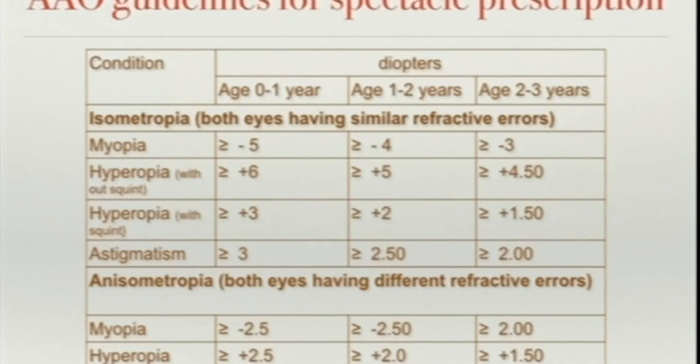So this is just a rough guideline for spectacle prescription in children. And so you can see that at 0 to 1 years, only if the myopia is very high, around minus 5, hyperopia more than 6, with squint plus 3, astigmatism more than 3. So we don't like to prescribe in very young children unless refractive error is quite significant. Similarly, in 1 to 2 years, again, you can see the values here. These are just rough guidelines. And in anisometropia, you need to prescribe earlier because you need to prevent amblyopia.